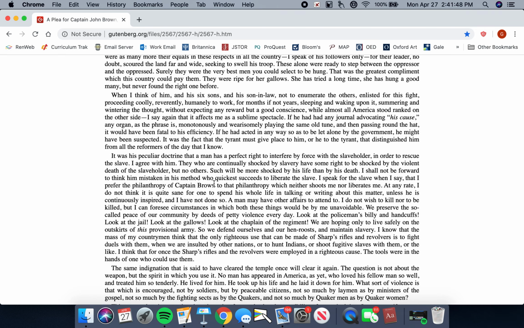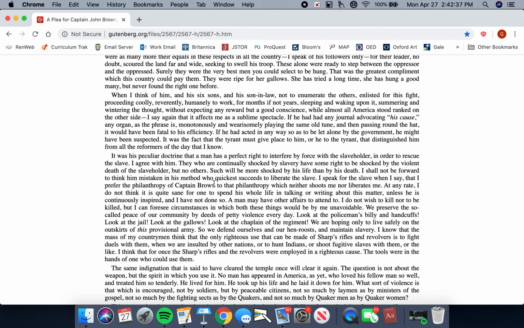Okay. And then Thoreau raises another really important question. This is on the bottom of page 739, that final big paragraph on the bottom of page 739 of your text. So if you will turn there, because I want to think about this concept in some detail. It was his, Thoreau says, speaking about Brown, it was his particular belief or doctrine that a man has a perfect right to interfere by force. In other words, to use violence with the slaveholder. In other words, Brown believed that a man was right to stop or interfere with slaveholders violently in order to rescue the slave.